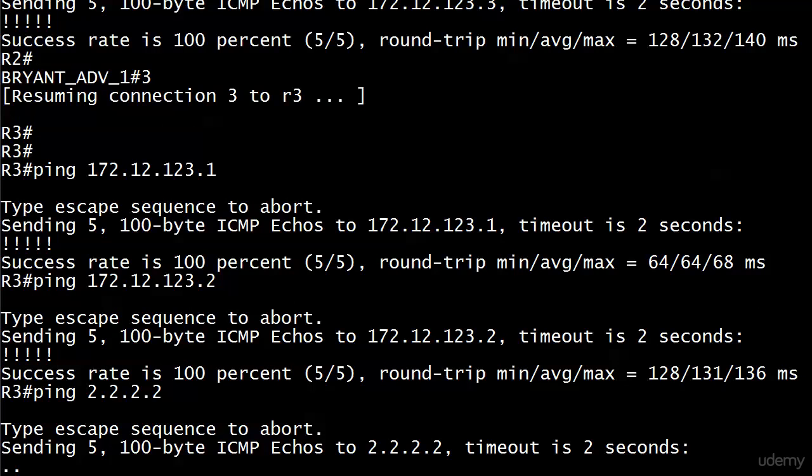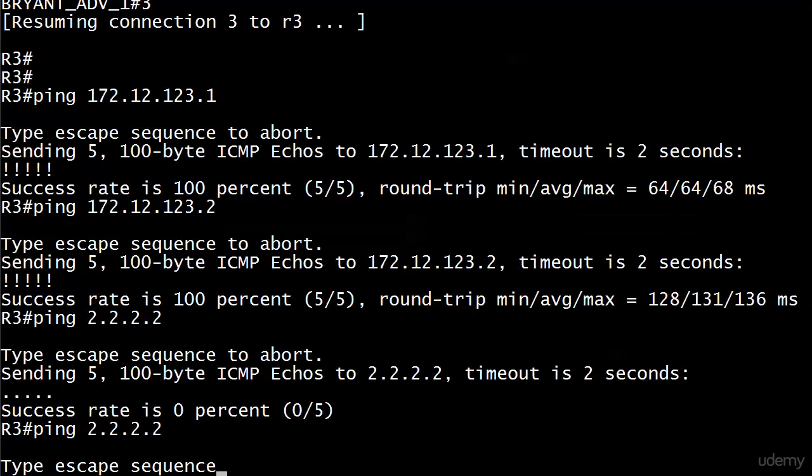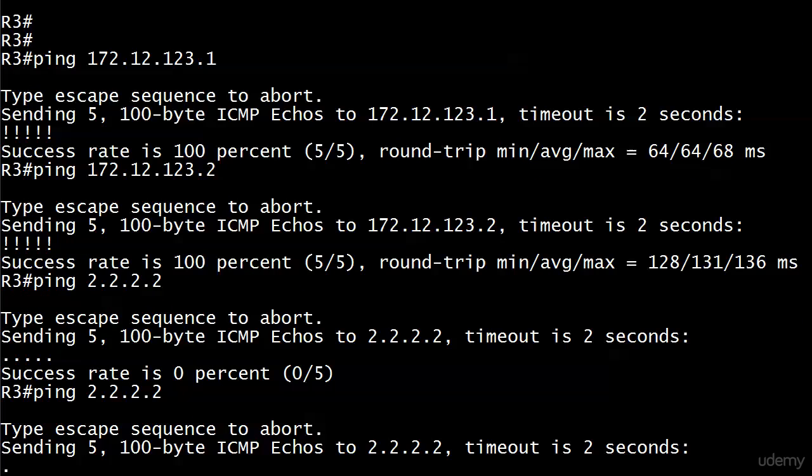And you can have that first packet time out every once in a while, even the second one when you're pinging something for the first time. And then after that, all of them go through. But 0 for 5 is not good. And you can see here, it looks like we're going to have the same situation.